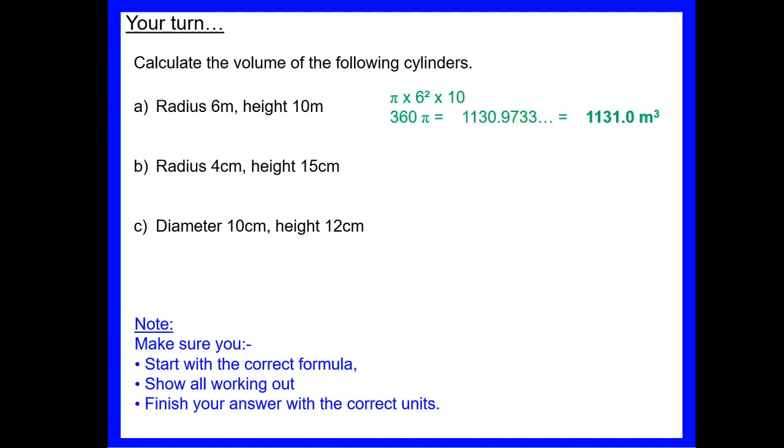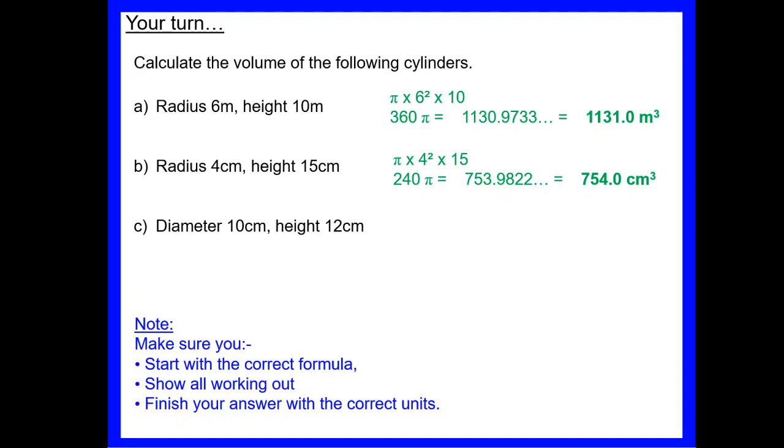Okay then, so for our first one, we should have pi times 6 squared times 10, which is 360 pi, or 1130.9733, etc. Rounded to one decimal place would be 1131.0 meters cubed. Our second one, pi times 4 squared times 15, is 240 pi, which is 735.9822, etc.